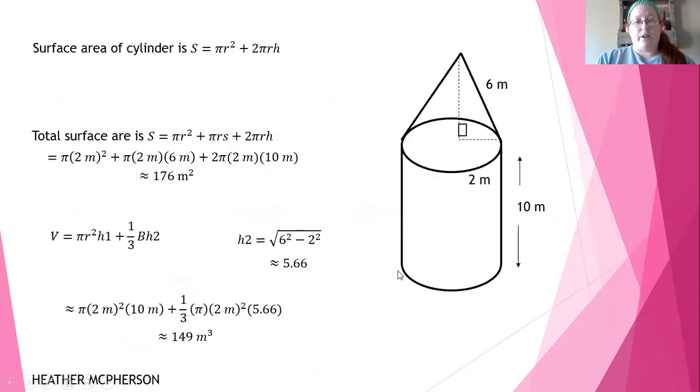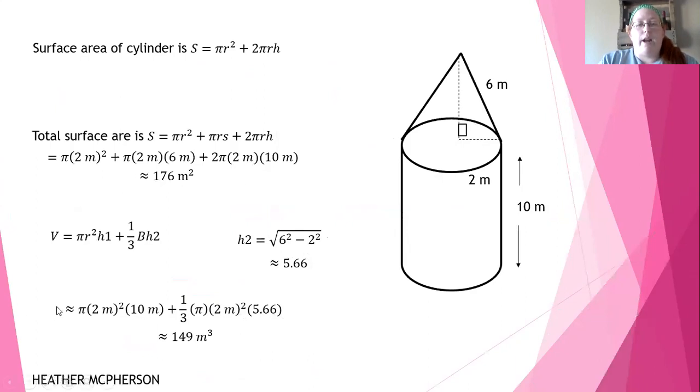And then you'll also try to find your volume. Well, you have your volume equals pi r squared h1, your first height, which is this 10 meters. Then you have another height up here, but you don't know what it is, so we got to figure that one out first. So your height 2 is going to be the square root of your slant squared minus your radius squared. So 6 squared minus 2 squared. So your second height is going to be approximately 5.66 meters.